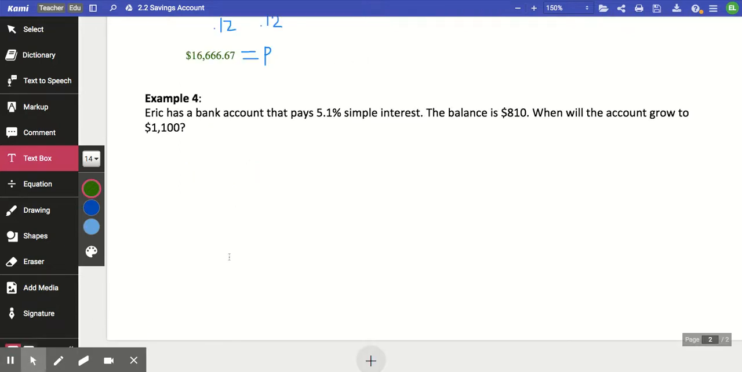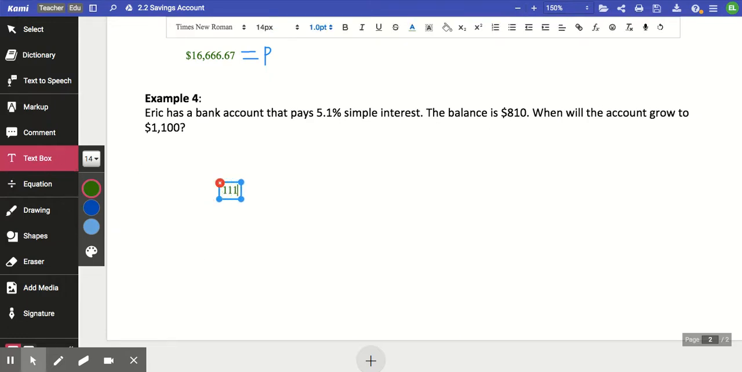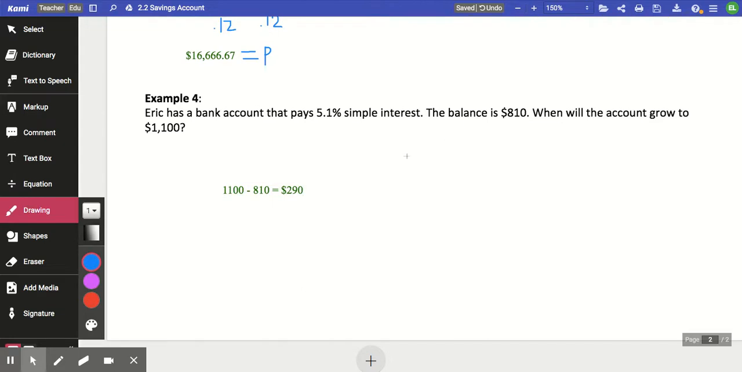And in example 4, we're told that Eric has a bank account that pays 5.1% simple interest. The balance is $810, and we're asked when he will have $1,100. So first things first, that means we have to calculate how much he must earn in interest. So 1,100 minus 810 is a total interest of $290. So this time it's asking us for the amount of time it takes to earn an interest of 290.